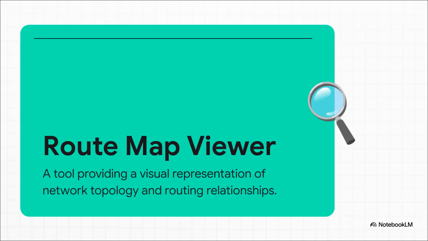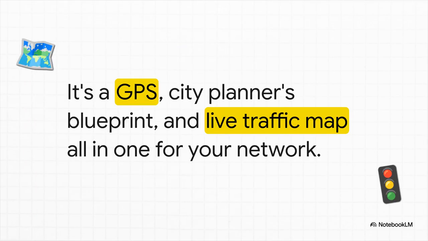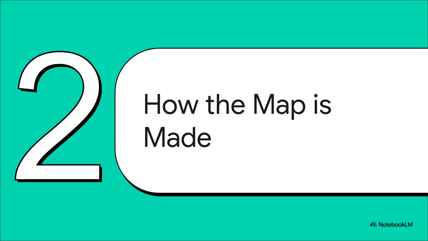that connect everything. Let's go back to our city analogy for a sec. Think of this tool as your GPS, the city planner's master blueprint, and a live traffic map, all rolled into one incredible package. It's showing you where everything is, how it's supposed to connect, and what's actually happening on those digital roads, right this second. Okay, that sounds awesome, right? But how? How does it actually build such a detailed map of something you literally can't see?